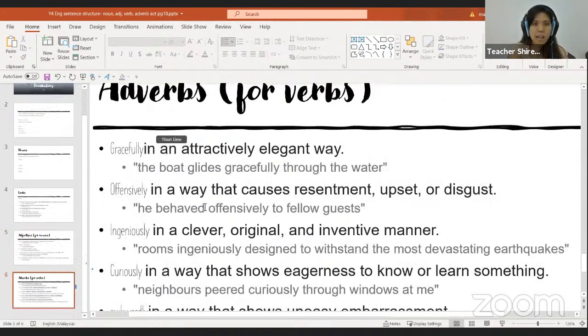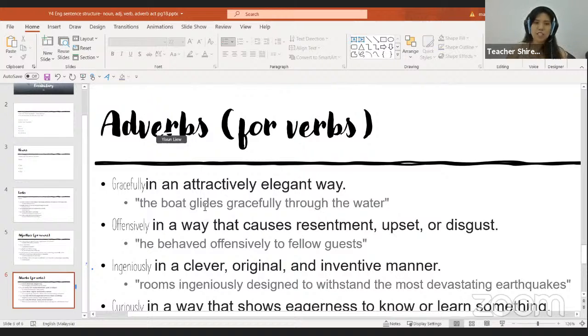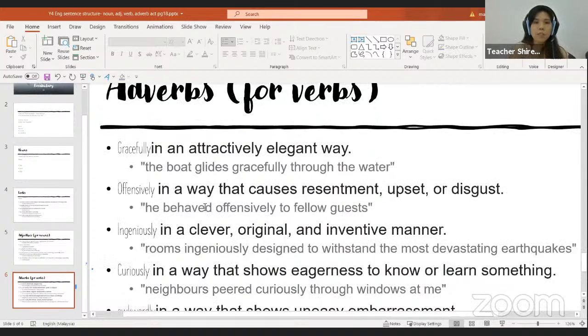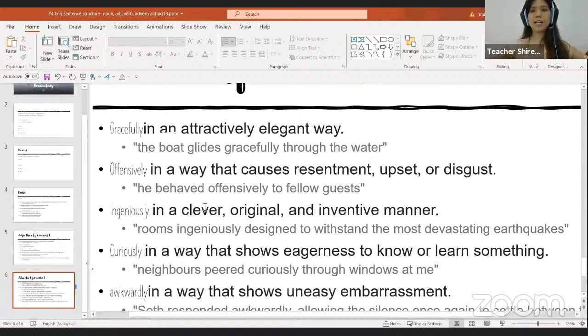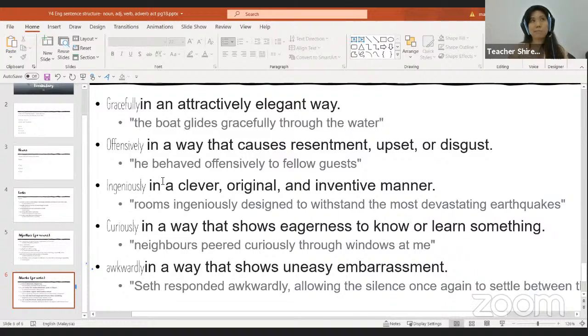Next, last one. Adverbs. Adverbs is the adjectives for the verbs. Number one, gracefully. Gracefully means elegant. So it dances gracefully, or the boat glides gracefully through the water. Means very elegant. Offensively. Offensively means it's like annoying. It's like that person talk offensively. Hey, I don't wanna. That is very offensive because it's like no respect and people dislike it anymore.